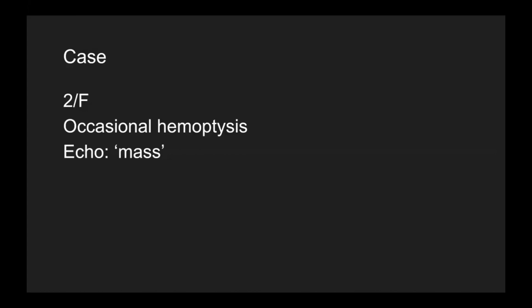I will end today's discussion with this short last case. This was a 2-year-old girl who had a history of occasional streaky hemoptysis. A chest X-ray was done, which showed something that I'll show later. The next investigation was an echocardiography, which showed a mass.